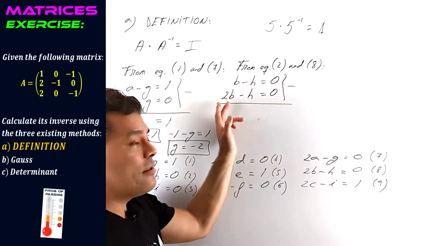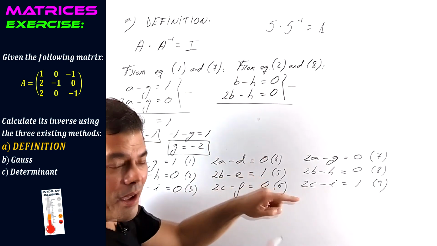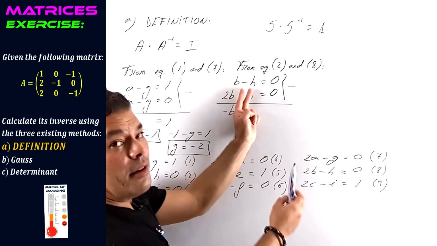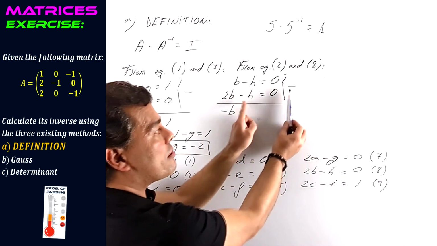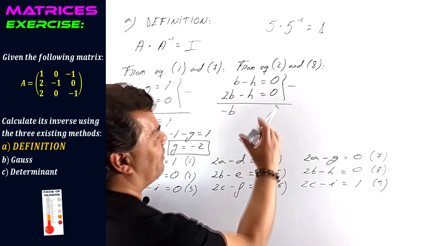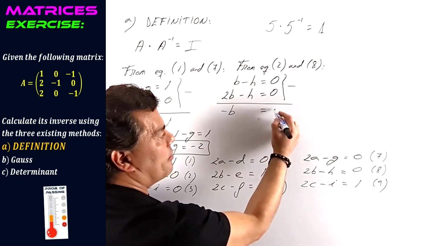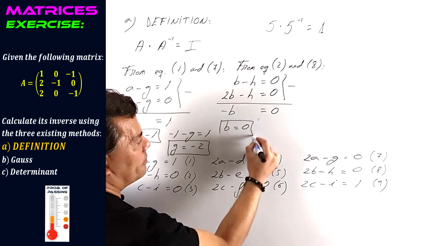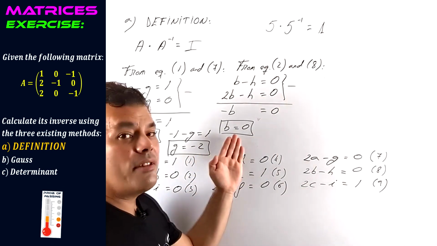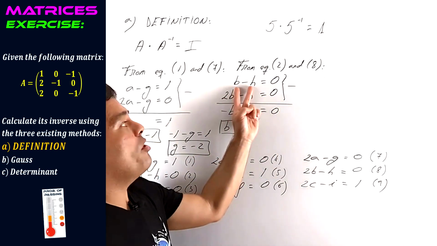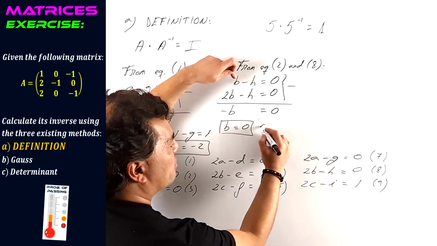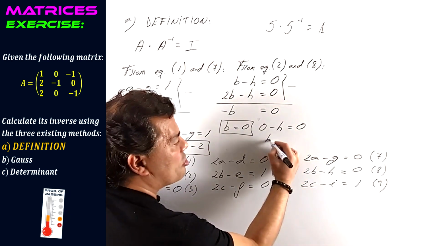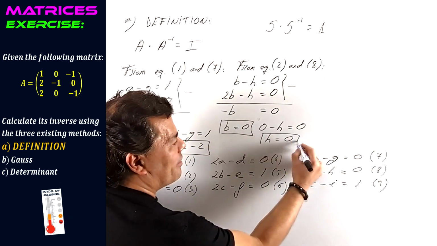B minus 2B is negative B. The H disappears. Negative H plus H, 0. And 0 minus 0, 0. B obviously equals 0. And if we use this result, for example, in equation number 1, 0 minus H is also 0, where H equals 0.